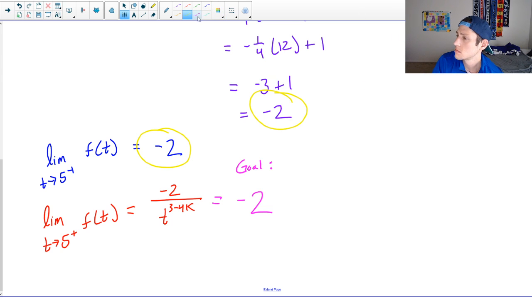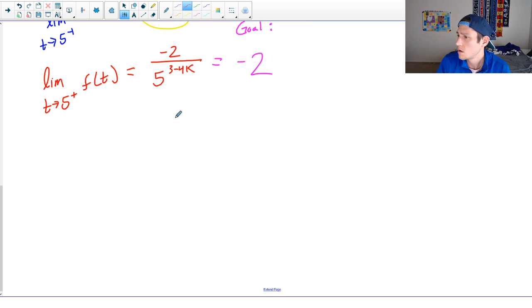And so actually, I shouldn't have t here because, again, we've decided we're approaching 5 from the right. So instead of t, I'm going to have 5. Okay, so I'm going to look at this separately. I need to solve this because the question is what value of k is going to make this true? So basically I'm trying to solve for k.